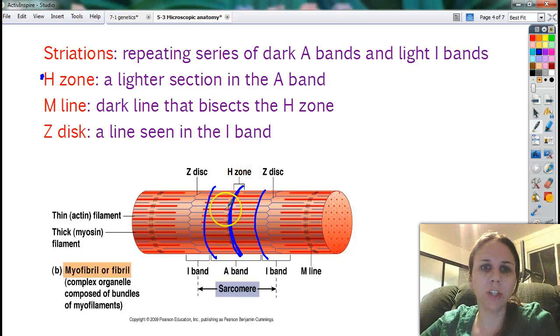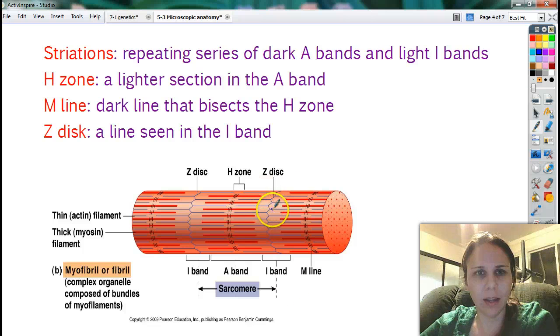Well, it looks darker here, but it shows up lighter in the thing. So we have the H zone, which is made of special little filaments we'll talk about in a little bit. So it's a lighter section in the A band. Then we have what's called the M line. Okay, and the M line is, let's see, where is it? Right here. That's the actual little black lines.